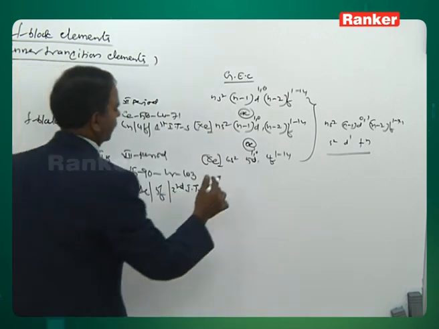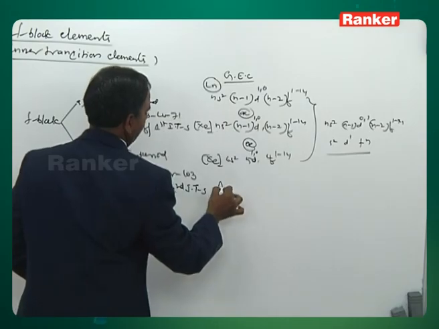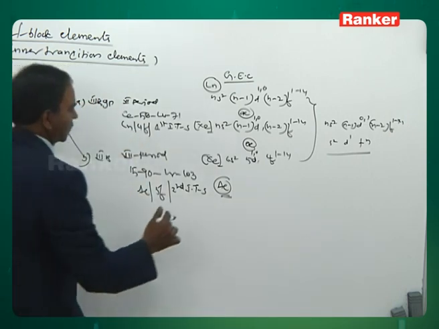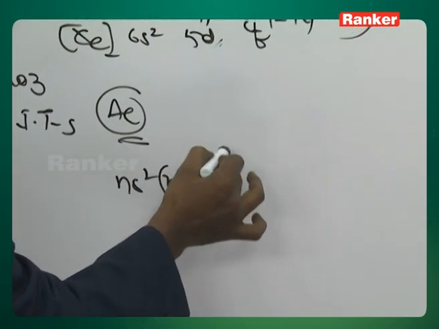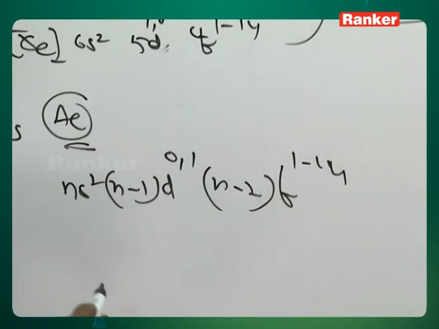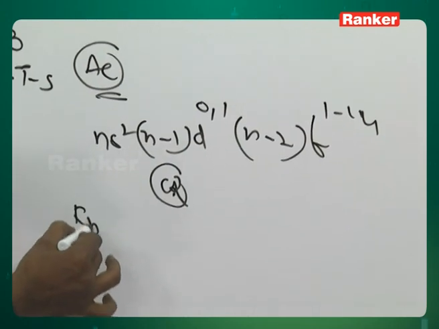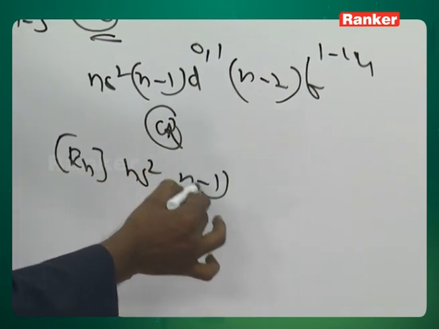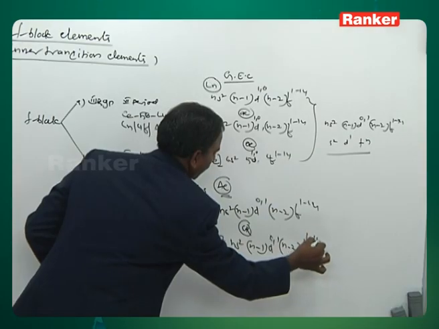Coming to actinides, consider this as the lanthanide general electronic configuration and this as the actinide general electronic configuration. The representation is similar for actinides: ns2 (n-1)d0-1 (n-2)f1-14. Similarly, instead of writing xenon, we write radon: radon ns2 (n-1)d0-1 (n-2)f1-14.